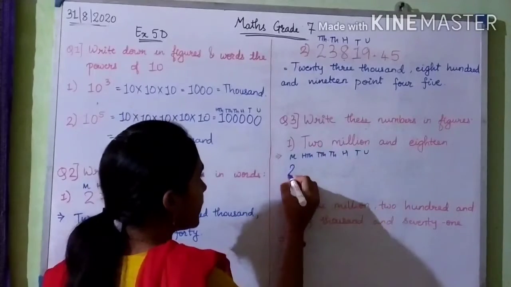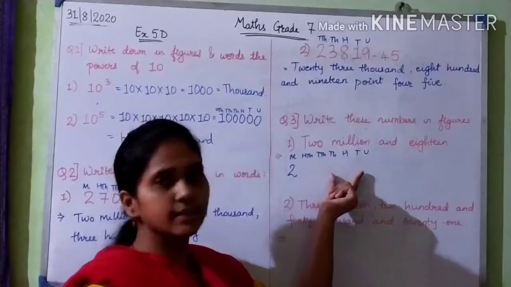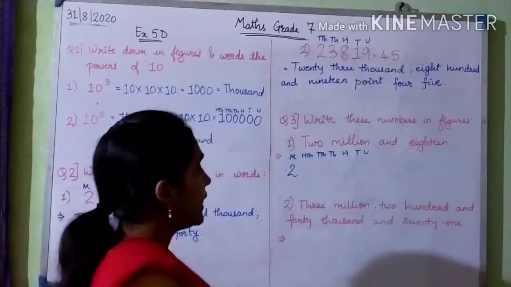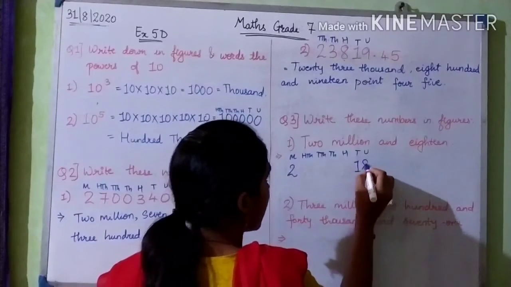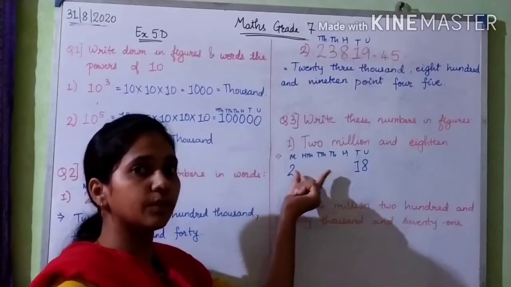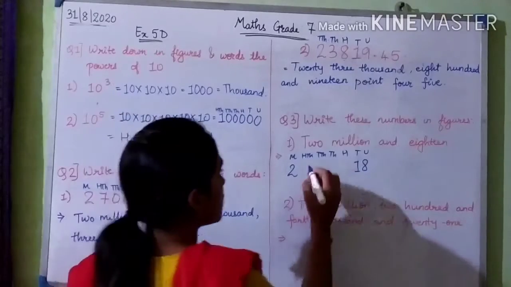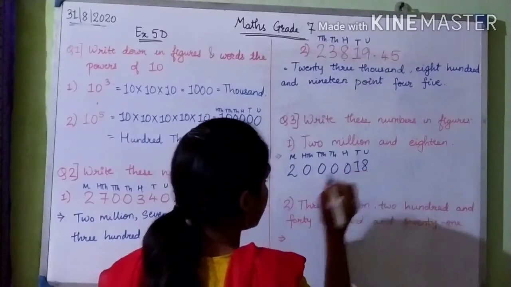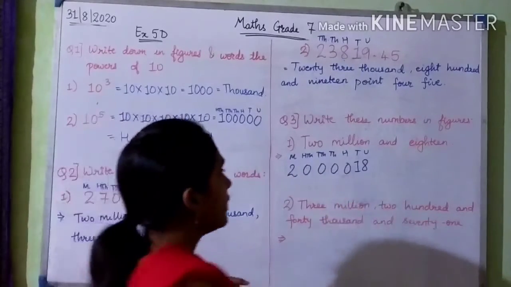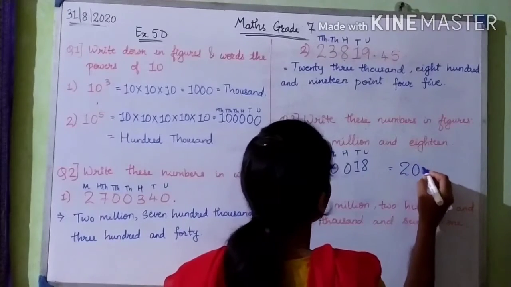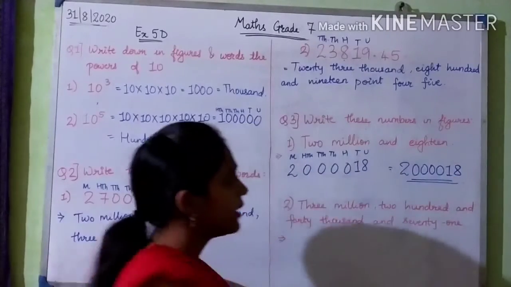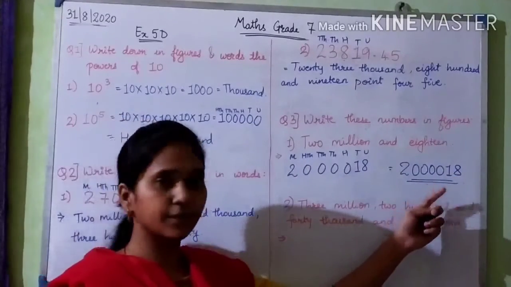So in the millions place I write a 2. Then in between there is nothing. And the last number given to us is 80. So how do we write 80? 8 comes in the tens place and 0 comes in the units place. Now nothing is there in between, so what do we put? We put zeros in all the places. So this number in figures is 2,000,080.